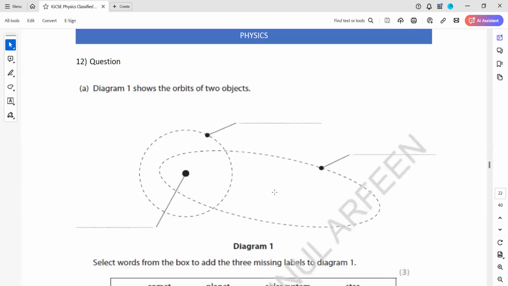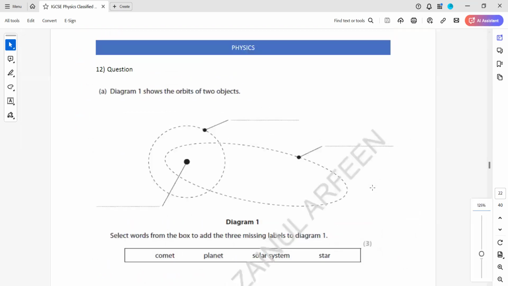Question 12: the diagram 1 shows the orbit of two objects. State the word, complete the boxes.